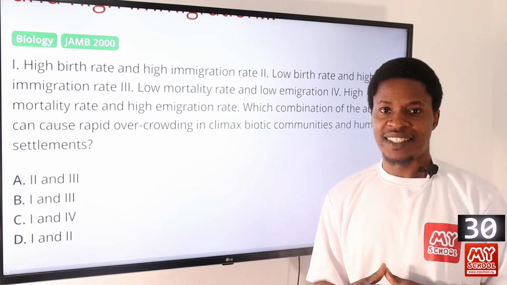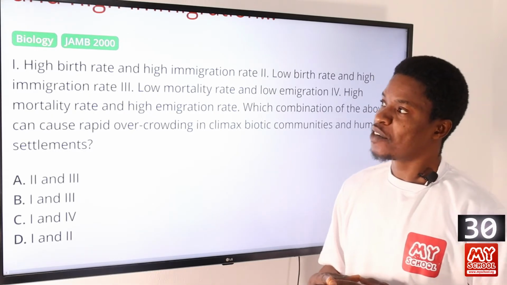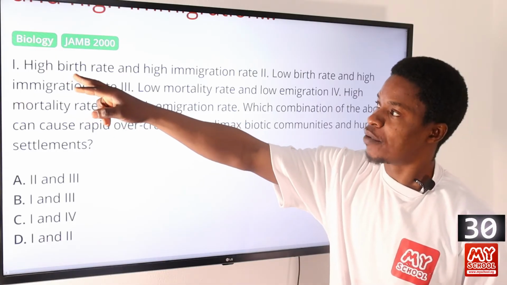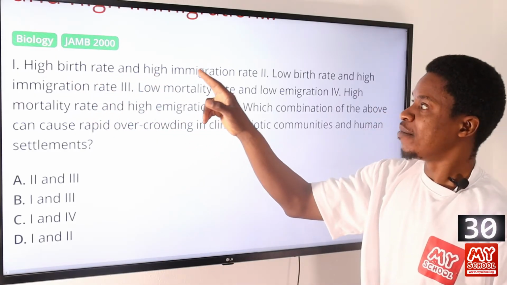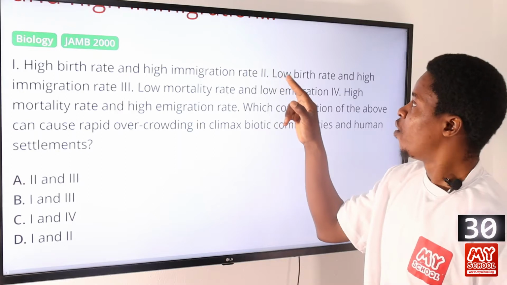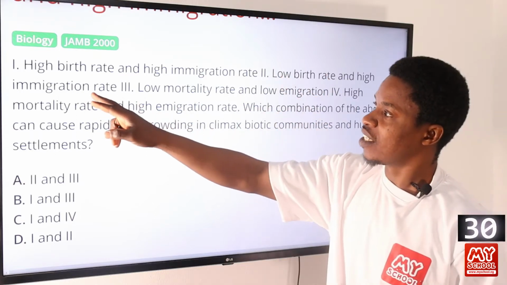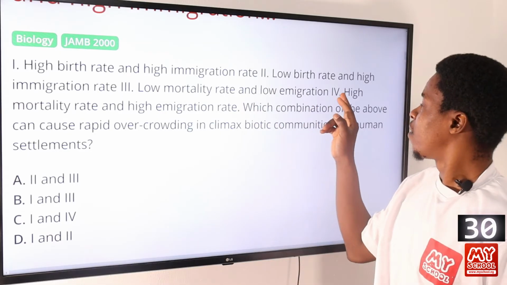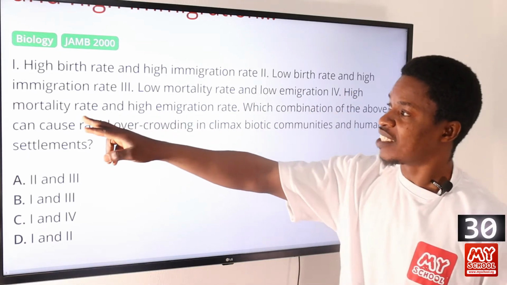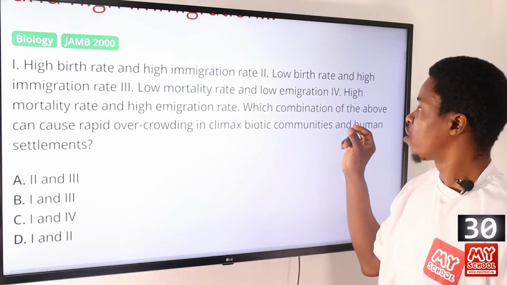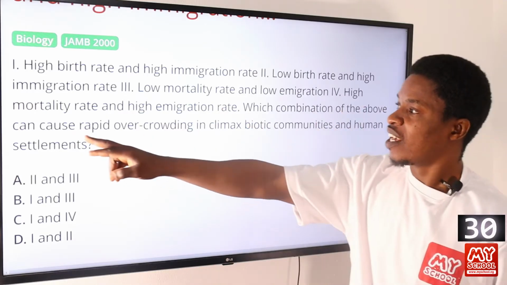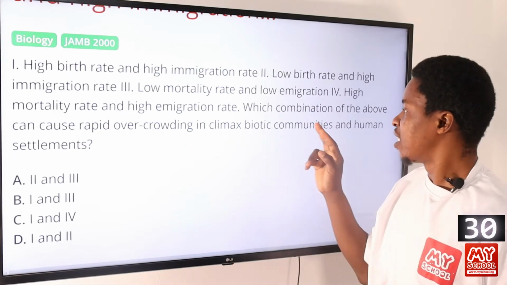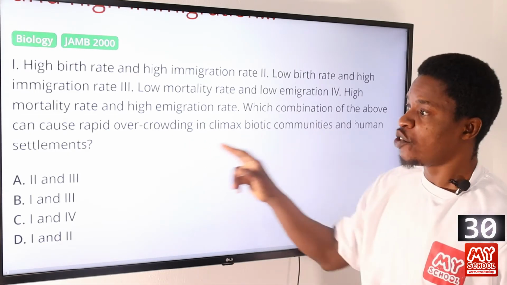Question number 30. Roman figure 1 says high birth rate and high immigration rate. 2, low birth rate and high immigration rate. 3, low mortality rate and low immigration. 4, high mortality rate and high immigration rate. Which combination of the above can cause rapid overcrowding in climax biotic communities and human settlements?